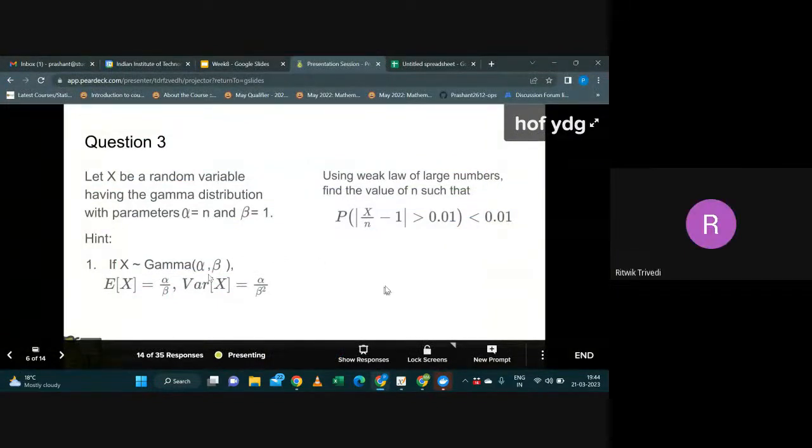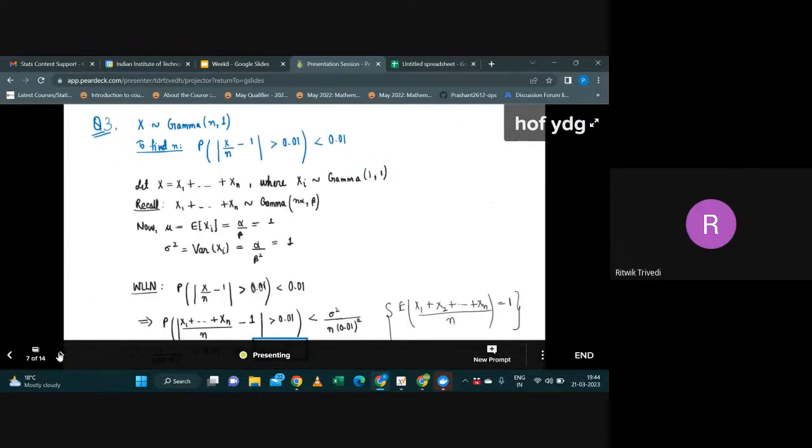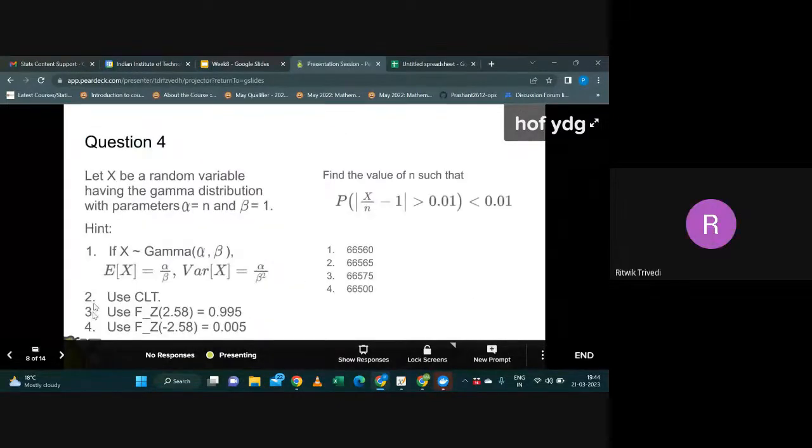Sir, I also did it with this second method only. Sigma square, I calculated like alpha by beta square, and then I took the n value in the formula.